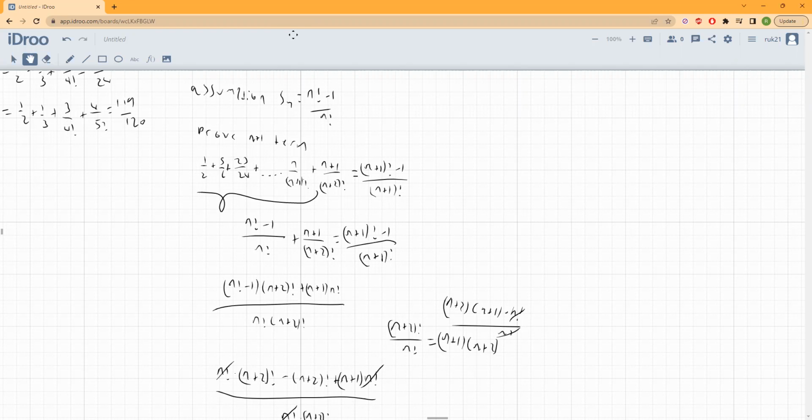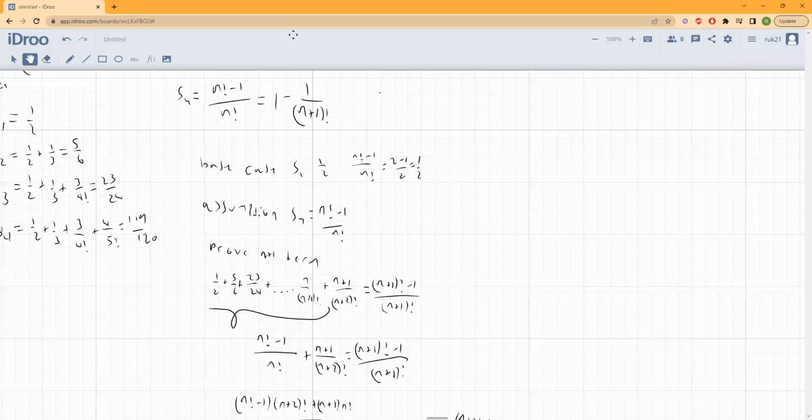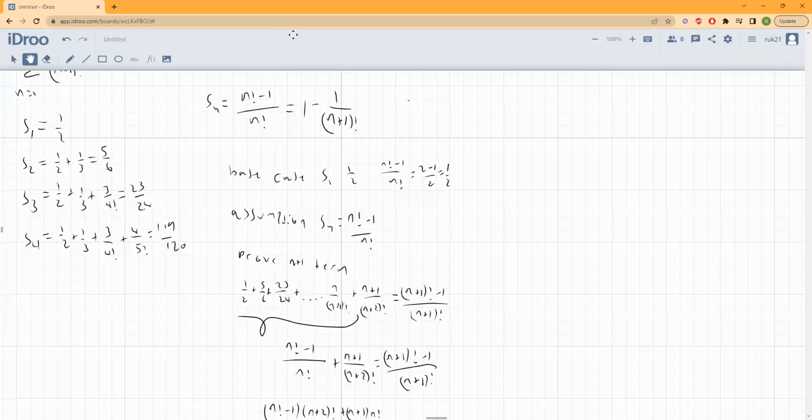Oh, I know where I made a mistake. I didn't catch it before. I'm sorry. But actually, the mistake I made was in my assumption, and that's why nothing's adding up: it's not equal to n. So the partial sum, n factorial minus 1 over n factorial, it's not n factorial minus 1, because 4 factorial is not 120. It's 5 factorial.